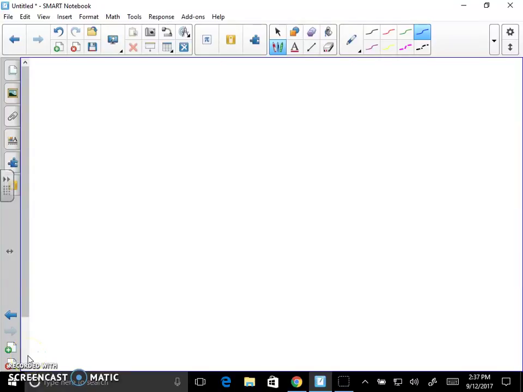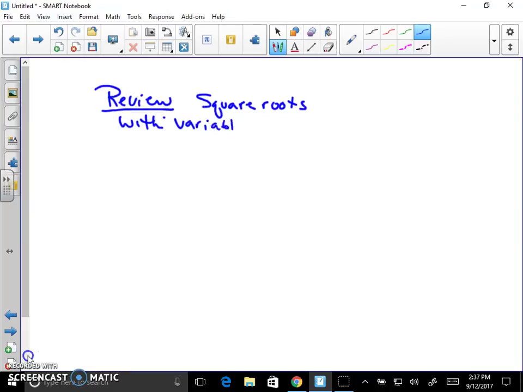Okay, we're going to do a quick review of square roots with variables, and we'll do a couple problems of those, and then we'll move into the cube roots. So this is our review. Square roots with variables. Remember, we call these radicals also.